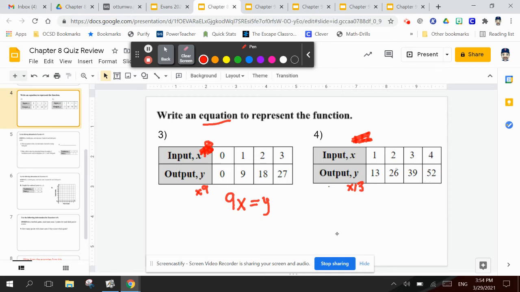So therefore my rule is 13 times x. To make it an equation, I have to have the equals y. I've got to have the output. Those are your equations.